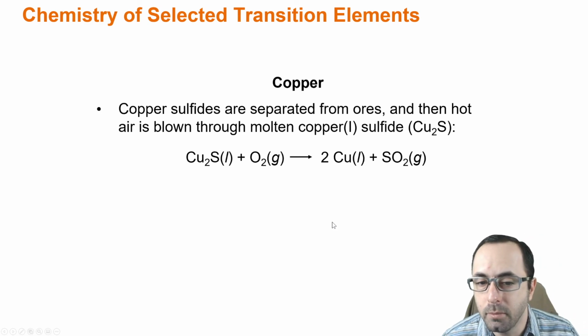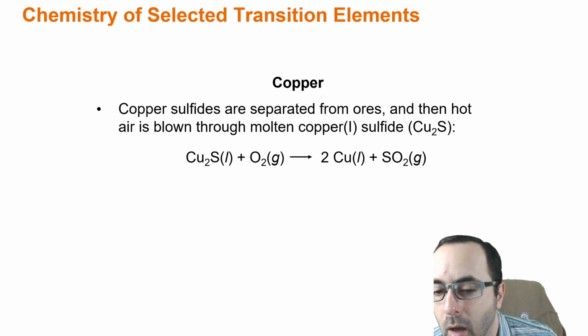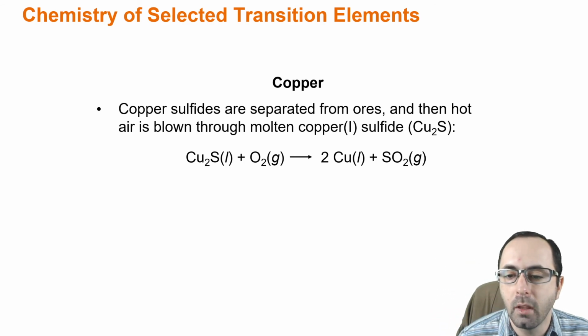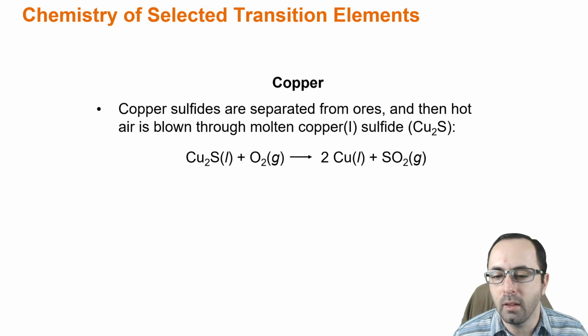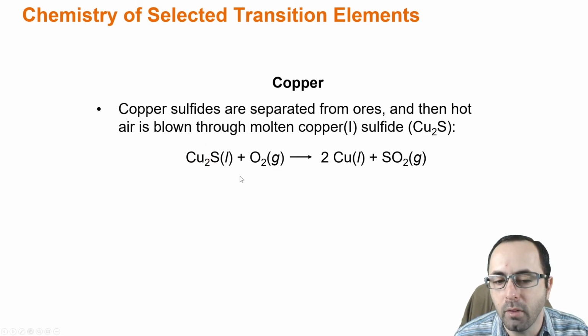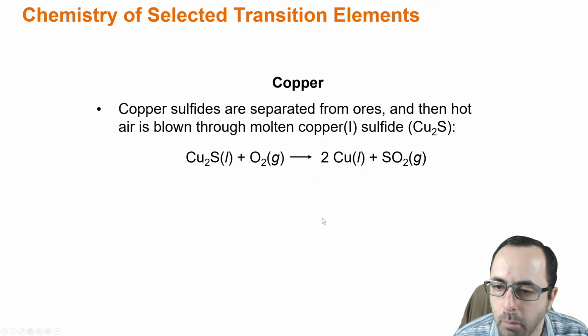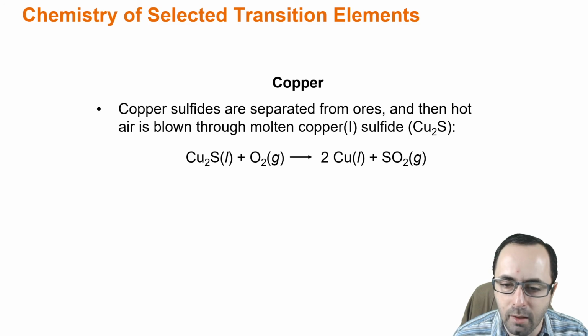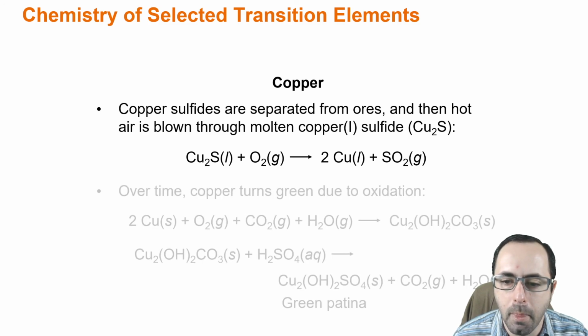Finally, copper. Copper generally comes in the form of copper oxides or copper sulfides in the ground. And so if we have copper sulfide, there are industrial processes to separate the pure copper. The most common processes are electrochemical processes, and we'll talk about those specifically at the very end of the class when we talk about electrochemistry.